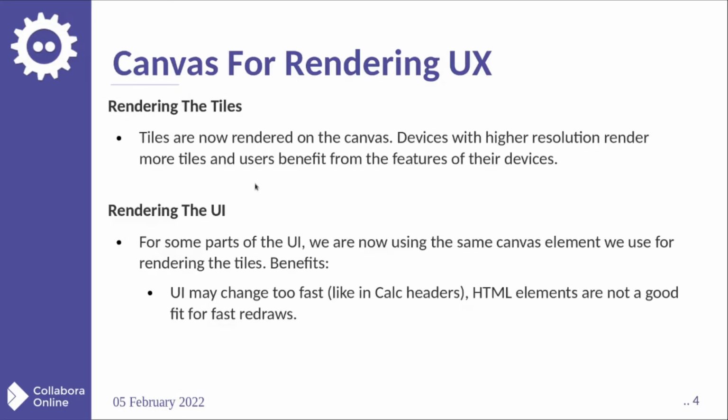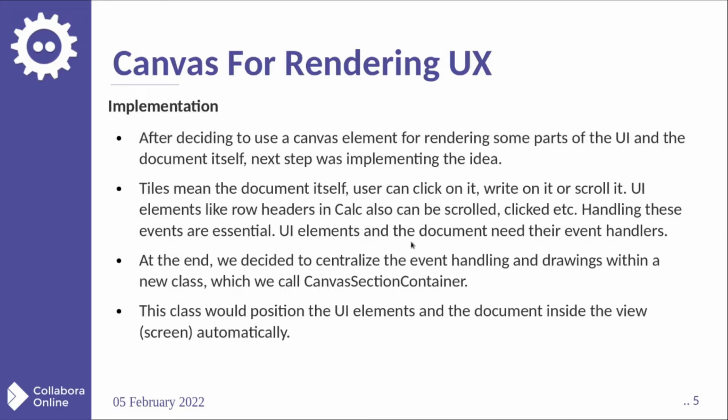Our main target was rendering the tiles onto a canvas object. This is done by using more tiles for devices with tiny pixels, so users can benefit from the high resolution of their devices. And rendering the UI. After having a class for canvas rendering, we could easily use this class for some parts of our UI too. Our gain is fast reaction time. And implementation.